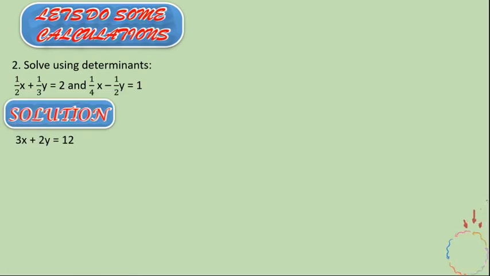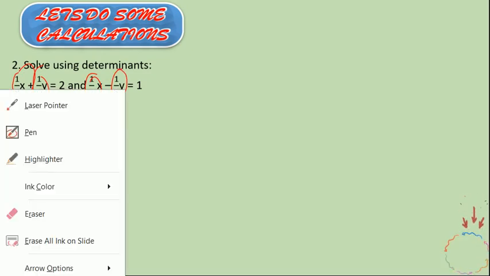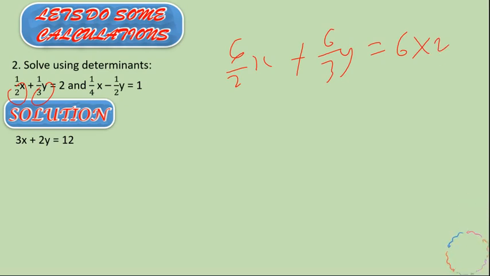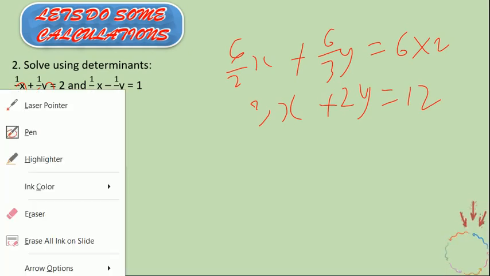Since we're having a fraction here and here and here, the first step is to clear the fractions. To clear the first one, the LCM of 2 and 3 is 6. So you multiply the first equation by 6. You are going to have 6 over 2 x plus 6 over 3 y equal to 6 times 2. Simplifying this, you have 3x plus 2y is equal to 12. So that's how we got this equation, by clearing the fraction and simplifying the expression to make it easier for us to handle.